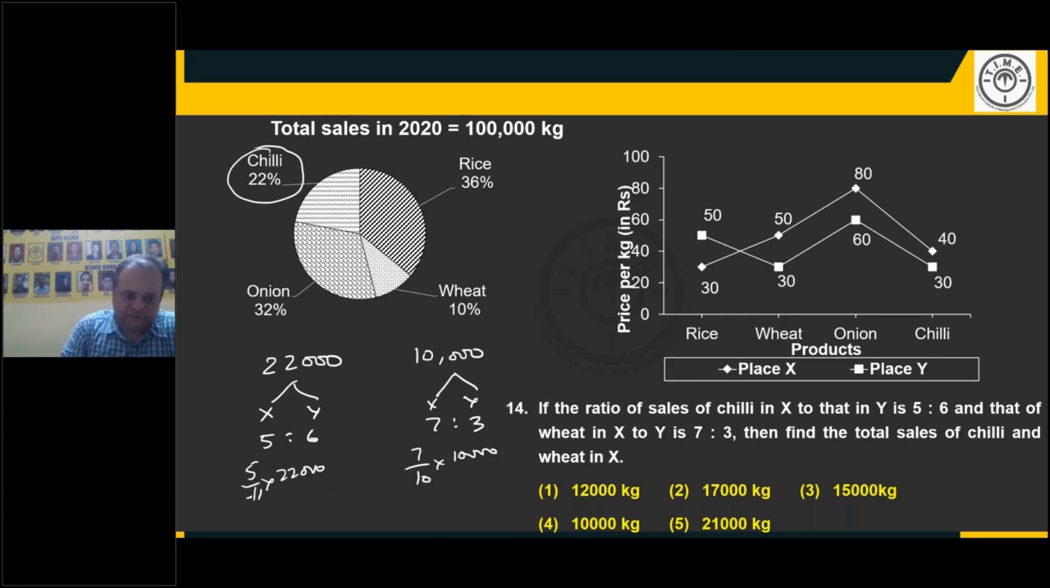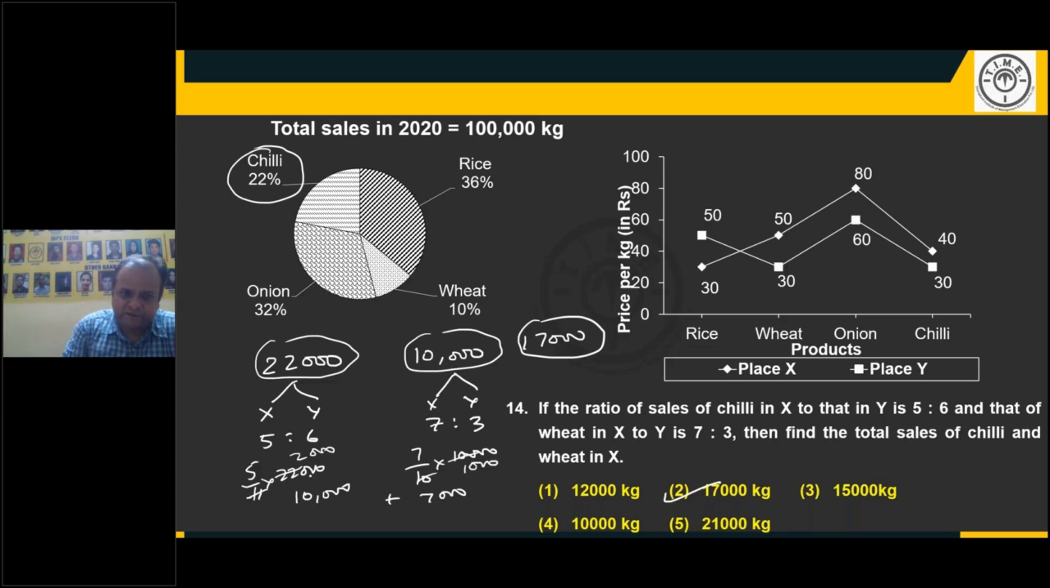17,000. Absolutely. This is 2,000, so this will be 10,000 of chili in X and this will be 7,000 of wheat in X. So the total of 10,000 and 7,000 would be 17,000. This is the easier question because both values are very clear cut: out of 22,000 you have to divide in 5:6, and out of 10,000 you have to divide in 7:3. So for X the chili is 10,000, and for X the wheat is 7,000. The total sales we have been asked of chili and wheat, so that will be 17,000. I hope this is clear. Can we move to the next one?